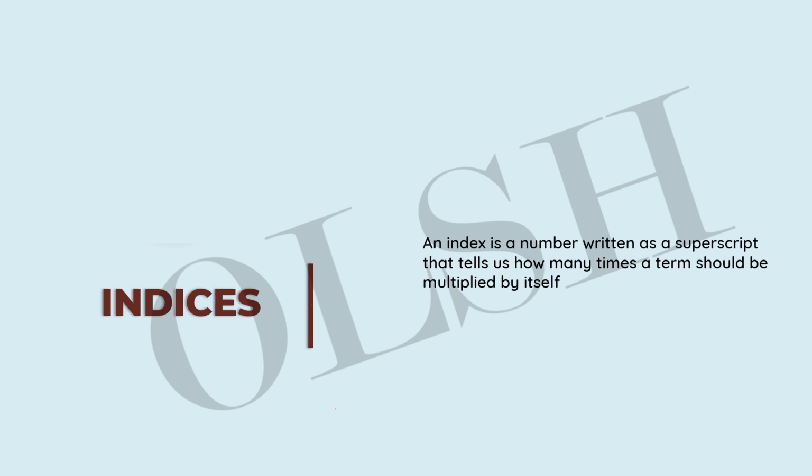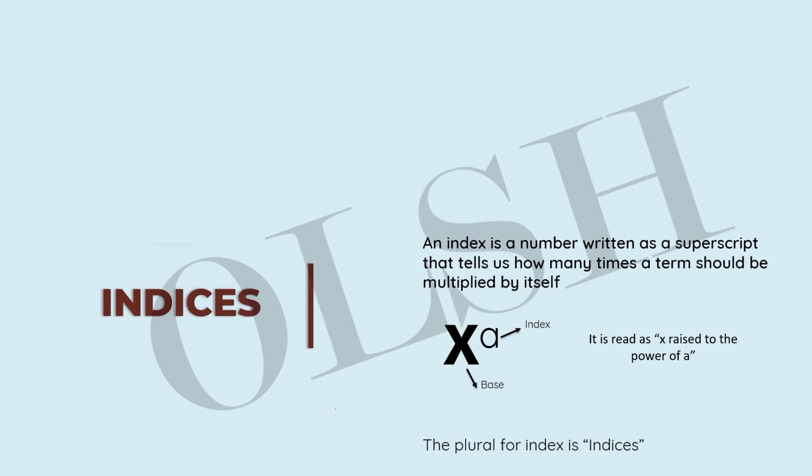An index is a number written as a superscript that tells us how many times a term should be multiplied by itself. On the screen we have x and we have a. The a is a superscript, so it can be read as x raised to the power of a. So we refer to the x as the base and a as the index. The plural for index is indices. So you see where the focus of today's course is. Indices is focused on the index of numbers.